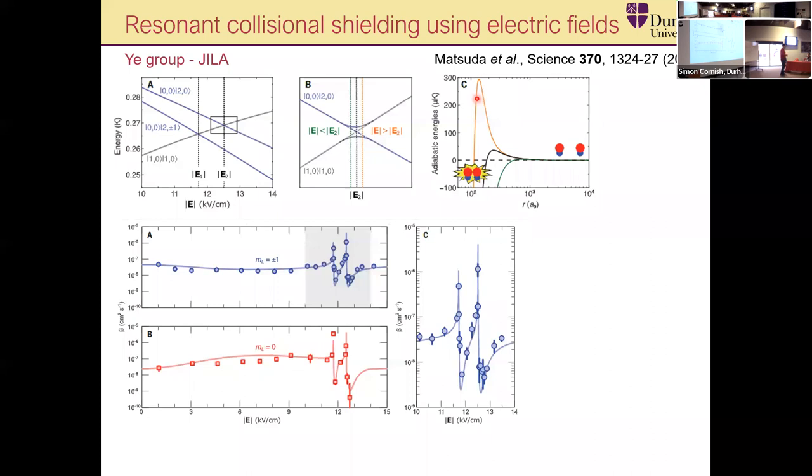And that's shown here. This is their loss rate, and beta is usually a two-body loss parameter. You can see many orders of magnitude change in the loss rate as they vary the electric field around these resonant conditions. So this is wonderful work, and much more positive to actually stop these collisions from happening and start using the molecules. And then, of course, there are these microwave shielding ideas.